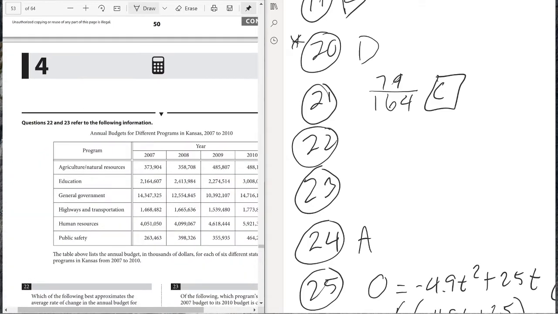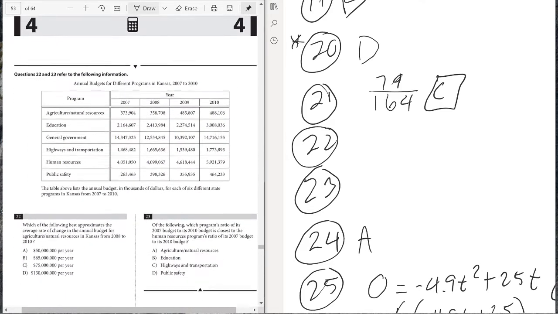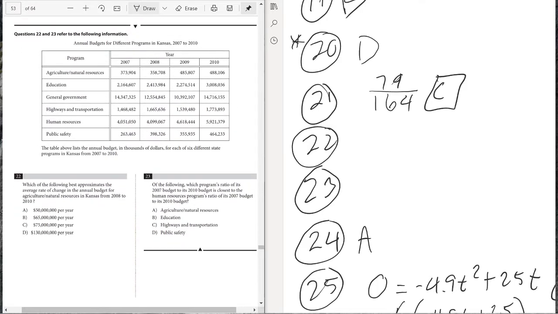Ah, yeah, that's why I skipped that one. That's so many numbers. Ugh, gross. All right, year 2007, 8, 9, 10, agriculture, natural resources, so much stuff. Annual budget for each of 6 different state programs in Kansas. Oh, Kansas is fancy. Okay, the average rate of change in the annual budget for the agricultural natural resources in Kansas from 08 to 10.